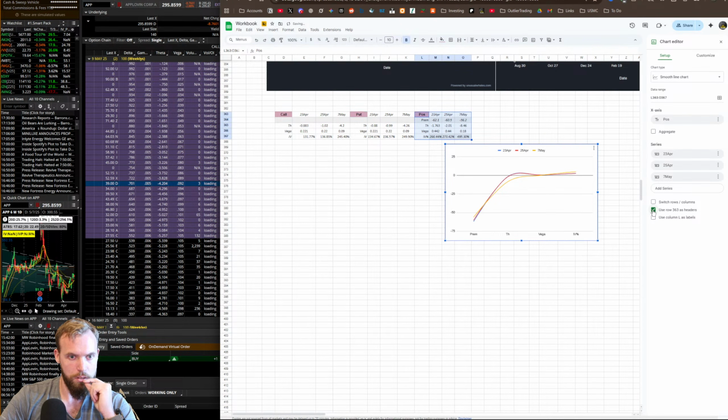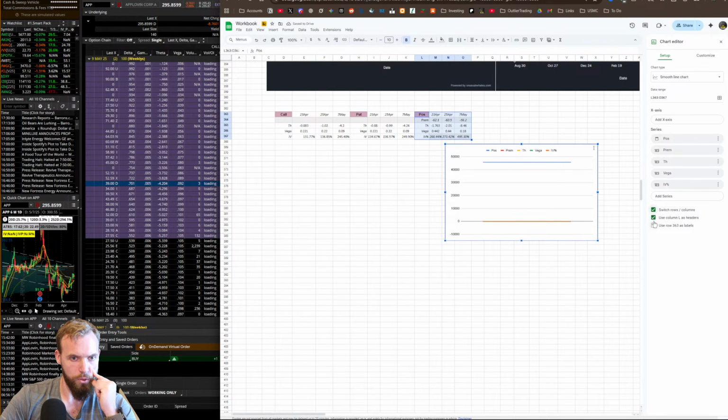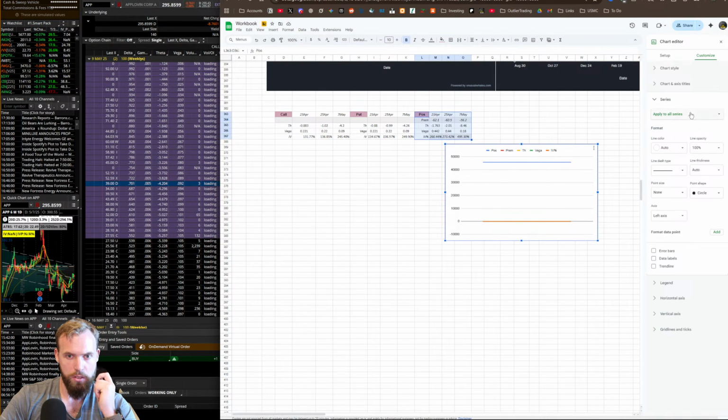Column L is labels, that's right. No, that's not right. We want those as series. Yeah, this is more correct. And then now we just need to update the series. So in this case, we need IV. This one will be the right axis.